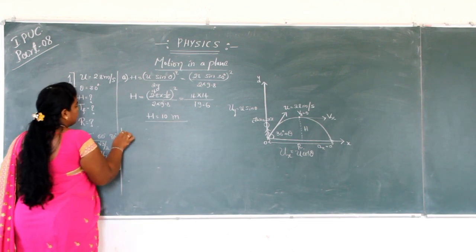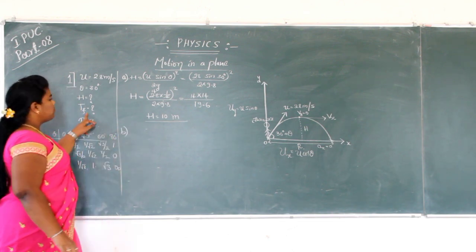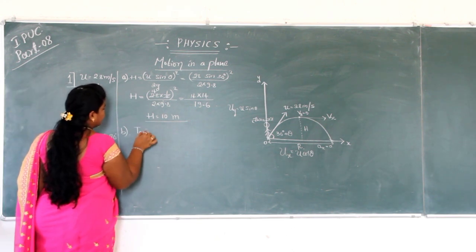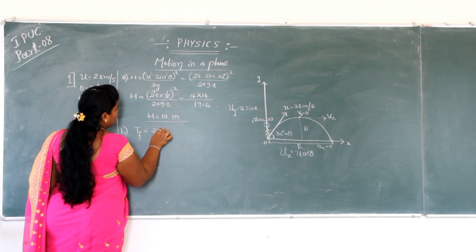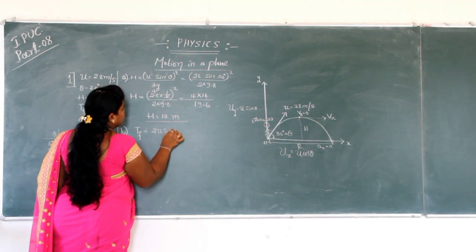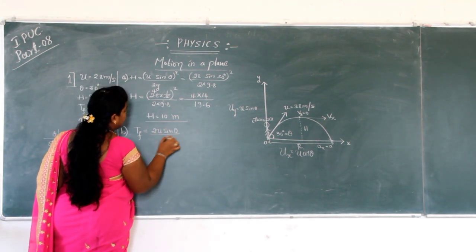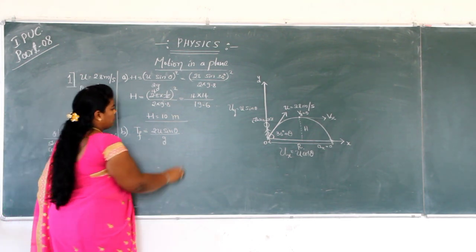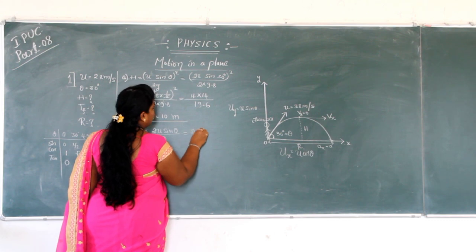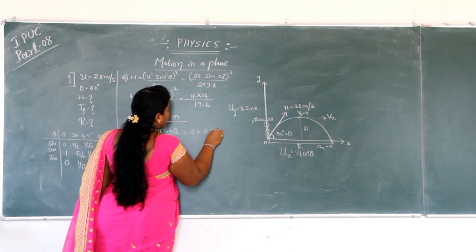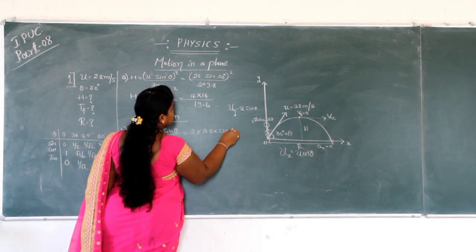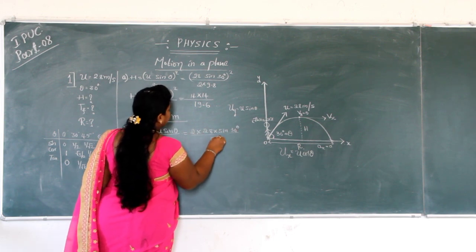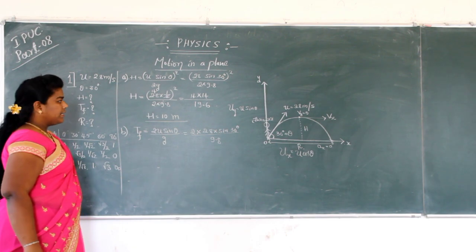What's the next thing? We should calculate the time of flight. What is the formula for this? Tf is equal to 2u sin theta divided by g. This is the formula for time of flight. Now here we have 2, and what is u? 28. What is theta? Theta is 30 degree, divided by g, which is 9.8.